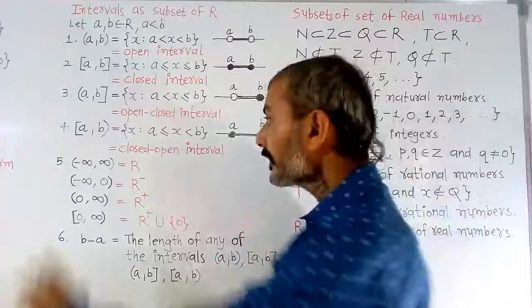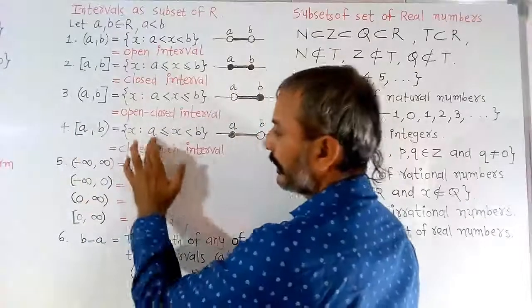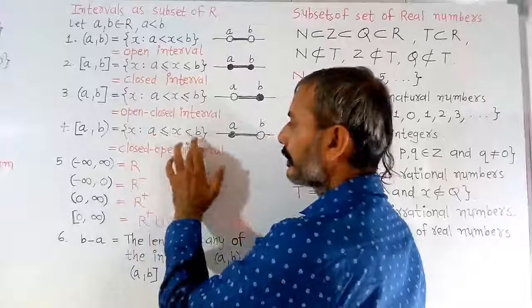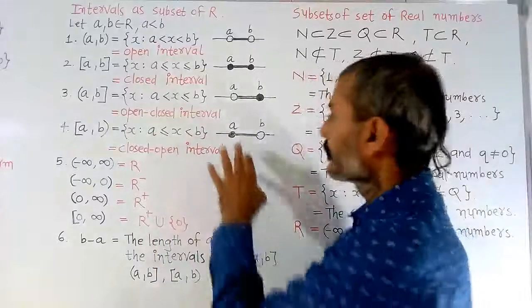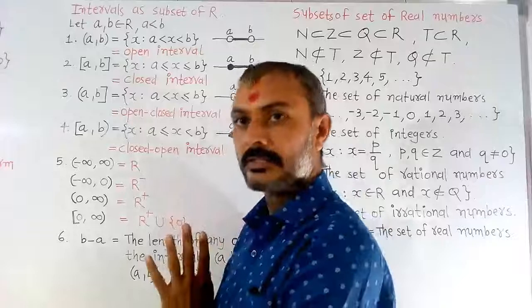Then fourth is the close-open interval. A less than or equal to x but less than B only. So A is closed, B is open. Close-open interval. Is that clear?